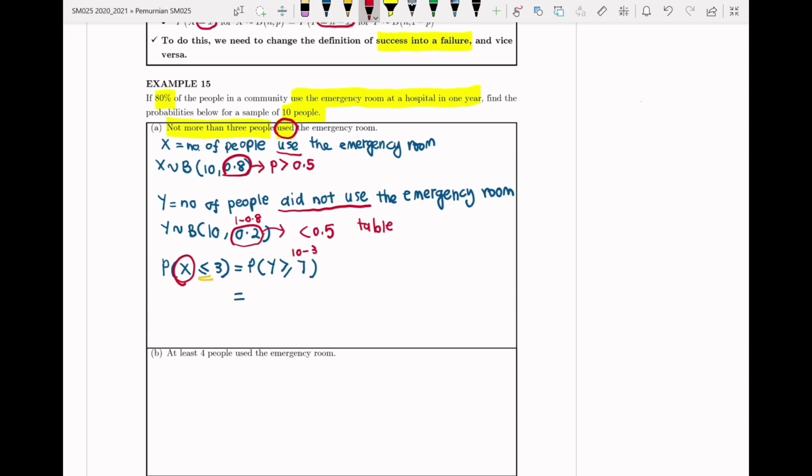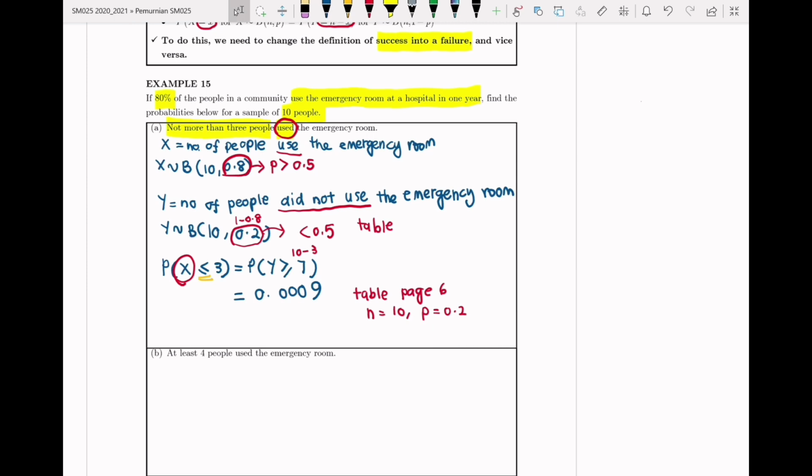Using the table, page 6, with n equals 10, p equals 0.2, for Y greater than or equal to 7, we get the answer 0.0009. Okay, that is question A.